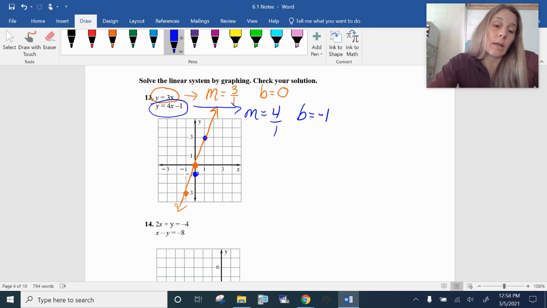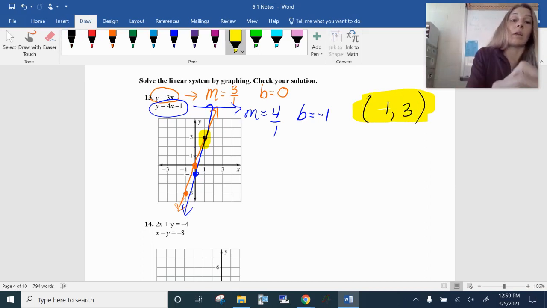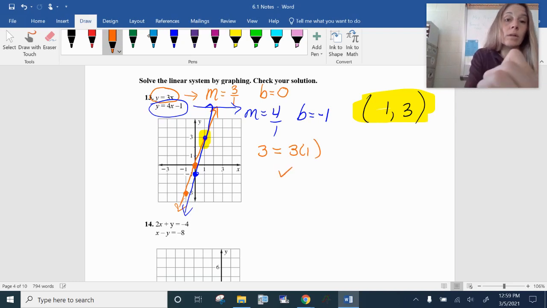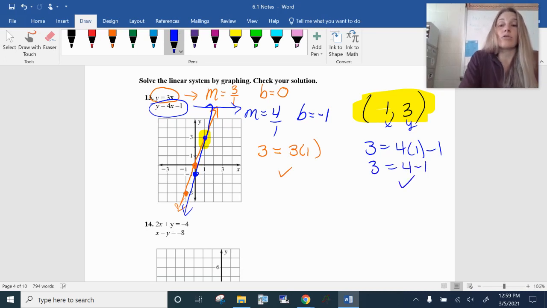Now this one worked out kind of nicely because the dots lined up, so you can actually see that they both ended up on this one point here, which I believe is 1, 3. So it looks as if 1, 3 is the solution. The only way for me to know is to check it, right? So 3 equals 3 times 1. That works. Now I'm going to check it for the other one, putting the 3 in for the y, 1 in for the x. So 3 equals 4 minus 1. That is true as well.